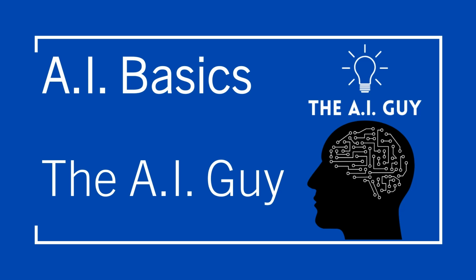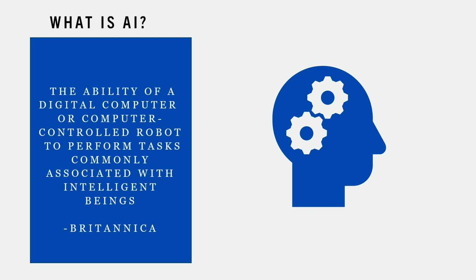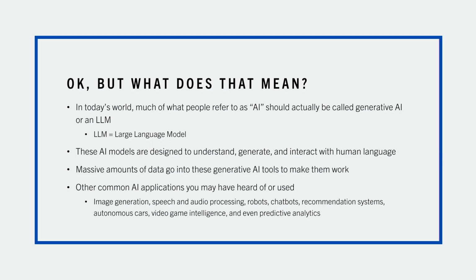Today, we will be going over the basics of AI, how it works, and how it can be used. So the first question is, what exactly is AI? Here, I have a quote from Britannica, which sums it up. AI is the ability of a digital computer or computer-controlled robot to perform tasks commonly associated with intelligent beings. So what does that actually mean?